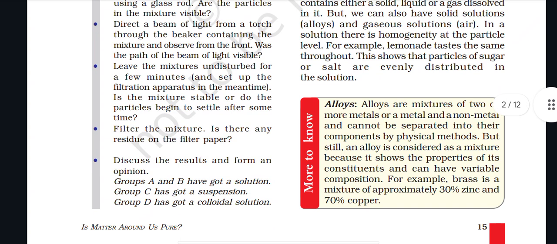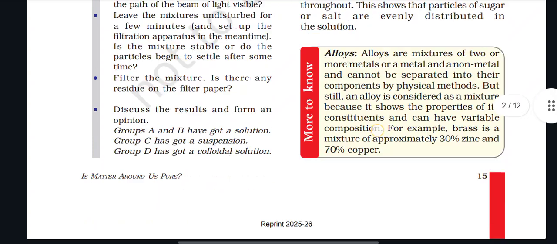To know what is meant by alloys, the definition of an alloy is: alloys are mixtures of two or more metals, or a metal and a non-metal, and cannot be separated into their components by physical methods. But still an alloy is considered a mixture because it retains the properties of its constituents and can have variable composition. For example, brass is a mixture of approximately 30% zinc and 70% copper. In brass, we have 30% zinc and 70% copper.